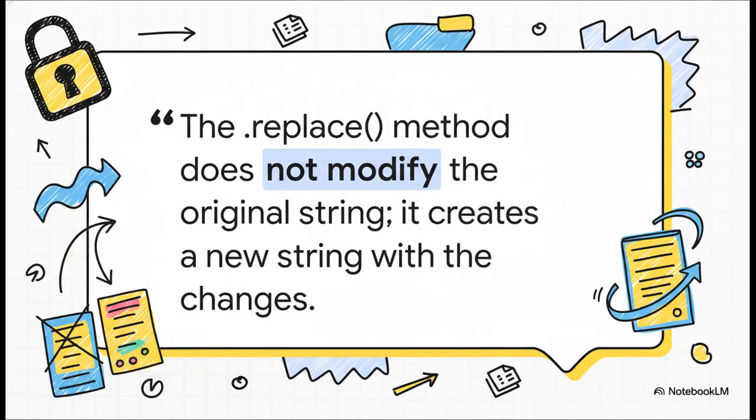Okay, this is one of the most important rules you need to understand about Python strings. They are what we call immutable. That's a fancy word that just means they can never be changed. When you call a method like .replace or .strip, you are not editing the original string. What's actually happening is Python is creating a brand new string in memory with your changes applied. So if you want to keep those changes, you have to remember to save that new string to a variable.